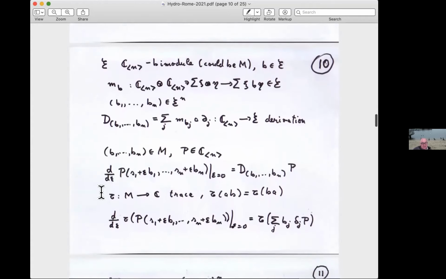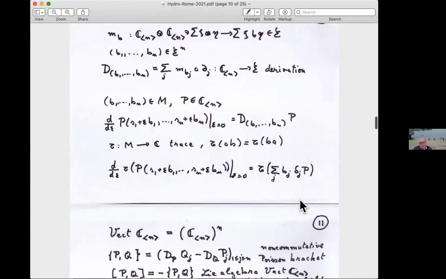So if I give to S1, ..., Sn such increments in the bimodule, S1 plus epsilon B1, ..., Sn plus epsilon Bn, and take the derivative of the polynomial at epsilon 0, I'm getting exactly this kind of derivation applied to the polynomial P. So such a derivation in a bimodule applied to P is exactly by how much the polynomial changes to first order if I make these increments.